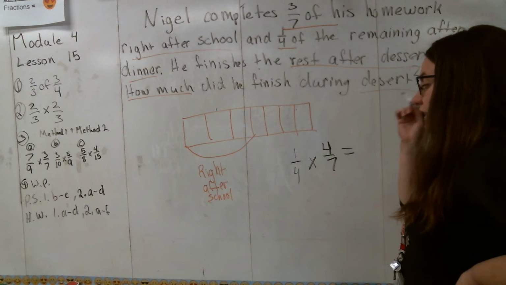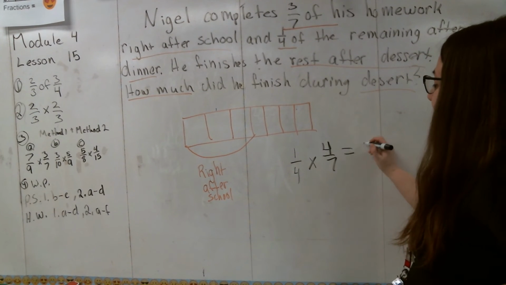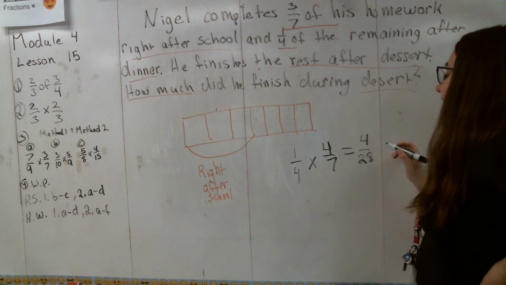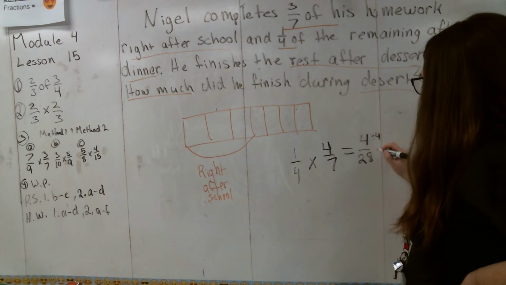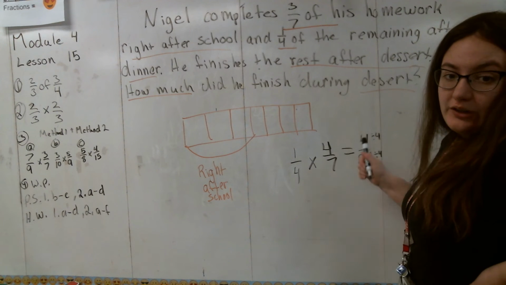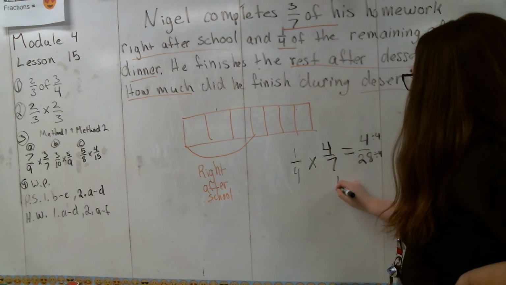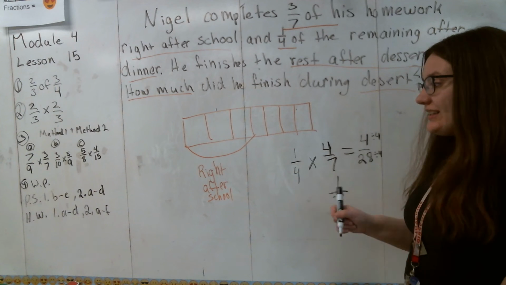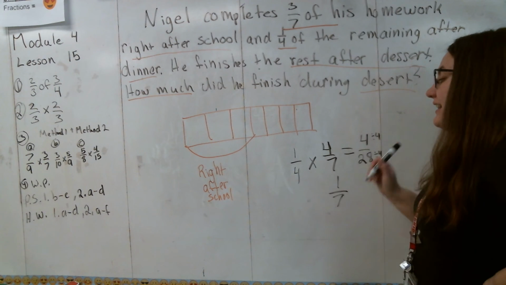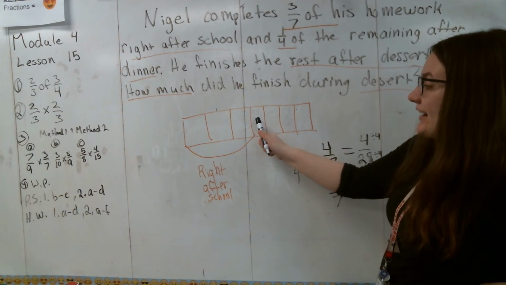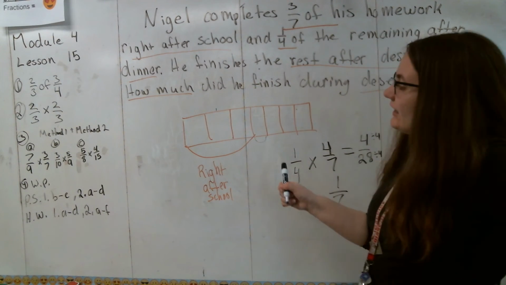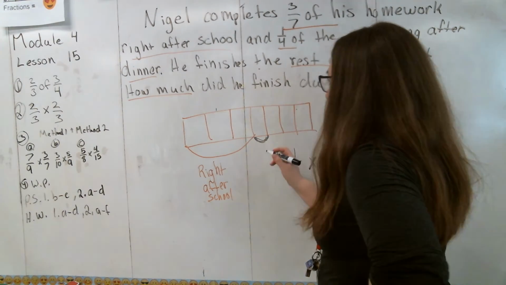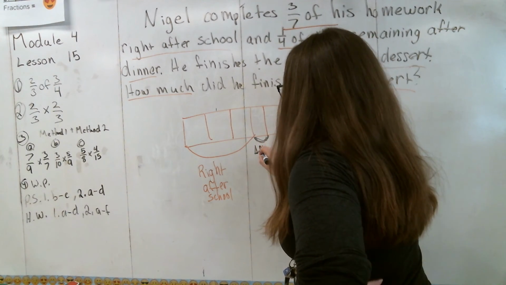So if I have 1/4 times 4/7, I can have 4/28. So I can do that method one way. And then I can do 4 divided by 4 and 28 divided by 4. So 4 divided by 4 gives me 1, and 28 divided by 4 gives me 7. So this actually works out really nicely for me, because this tells me that I can now show what 1/7 looks like. And this 1/7 out of my model shows me that this is what he did after dinner.